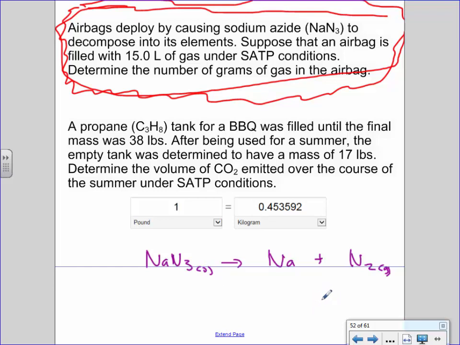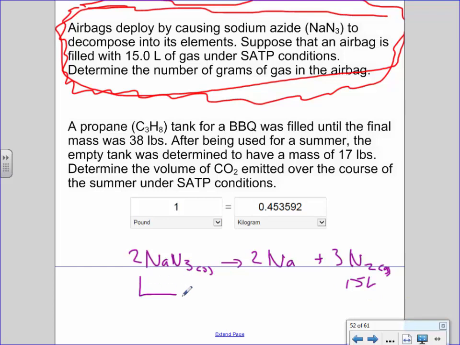Do I need to do this equation though? You balance it, right? So to balance it, you're going to want to put a 2 here, a 3 here, and a 2 here. Everybody okay with that step so far? Okay. You want 15 liters of nitrogen gas. That's what we want to obtain.